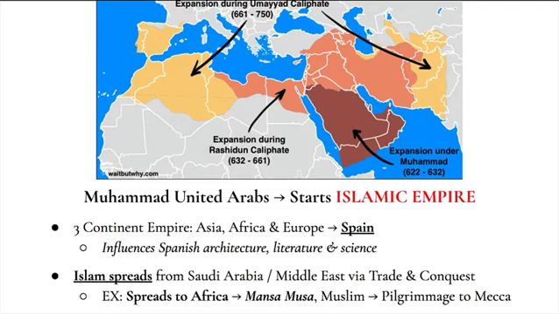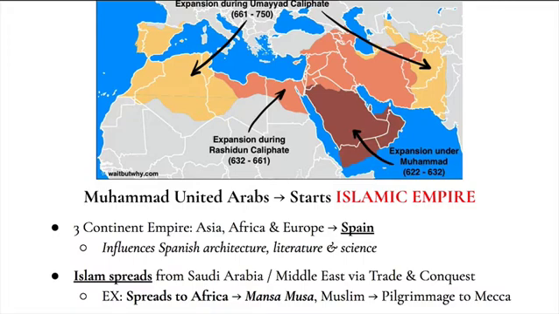All right, so the religion of Islam, as I said, starts in Saudi Arabia, which on this map you can see is that dark brown area. And Muhammad is not just a religious leader, he's also a political leader, because Muhammad unites the Arab people of Saudi Arabia, and he's the one who starts this Islamic empire. This empire will grow to include three continents: Asia, Africa, and Europe.